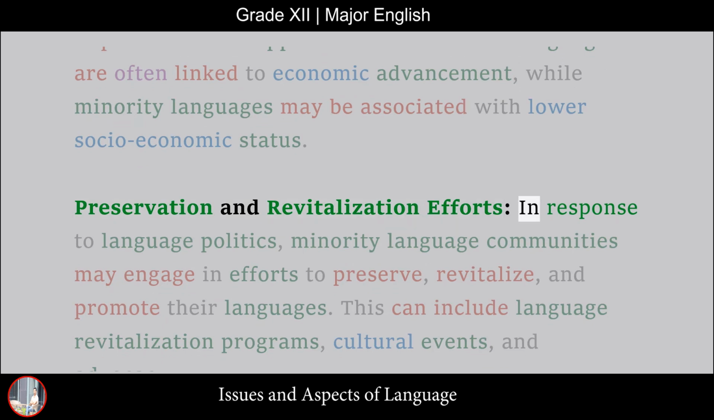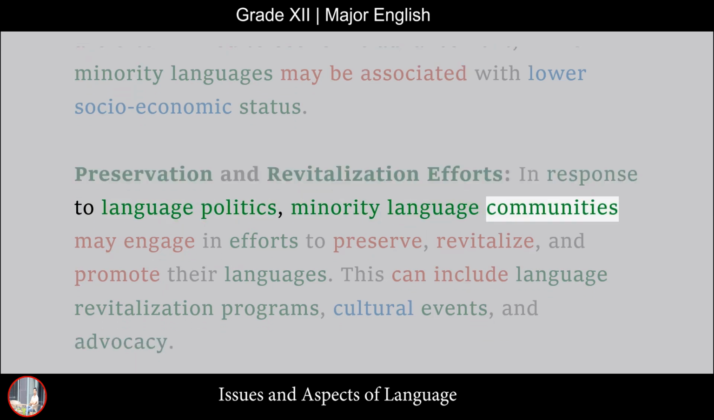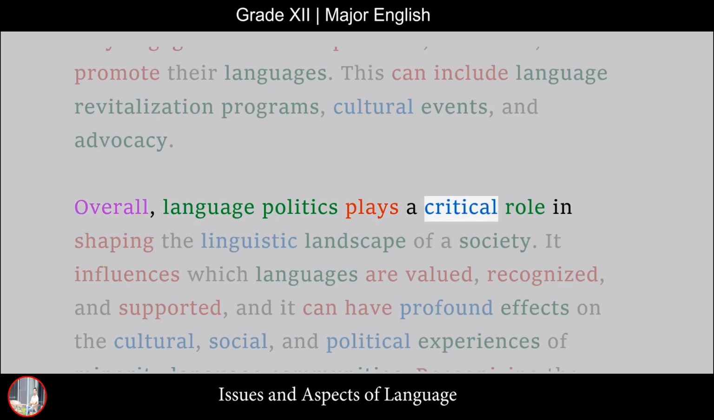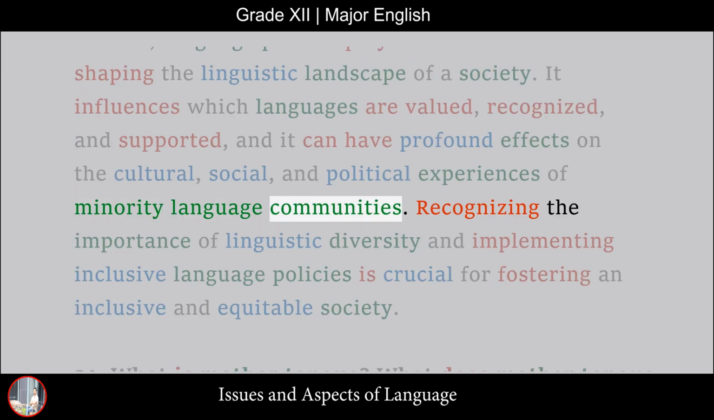Preservation and revitalization efforts. In response to language politics, minority language communities may engage in efforts to preserve, revitalize, and promote their languages. This can include language revitalization programs, cultural events, and advocacy. Overall, language politics plays a critical role in shaping the linguistic landscape of a society. It influences which languages are valued, recognized, and supported, and it can have profound effects on the cultural, social, and political experiences of minority language communities. Recognizing the importance of linguistic diversity and implementing inclusive language policies is crucial for fostering an inclusive and equitable society.